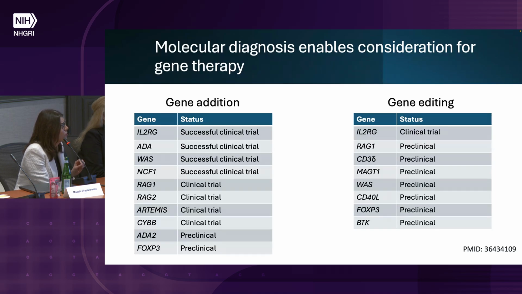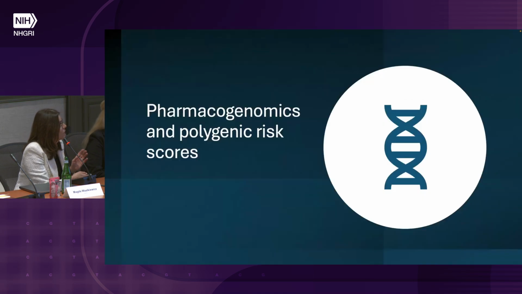And same situation with gene editing. There are clinical trials pending for some of the genes already. Some of those clinical trials are actually happening at the clinical center, and then a lot of work in the preclinical space. So now switching gears to pharmacogenomics and polygenic risk.